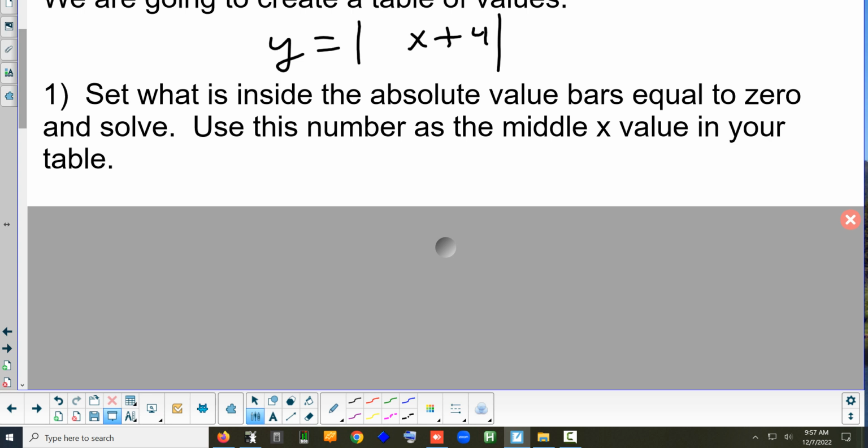The reason we're doing it this way, and I'm not just saying pick any random x values you want, is because when you graph an absolute value function, there's one thing that's very important to graph, and that's the point of the v-shape. You have to graph that point. And if you don't pick the right x values, you may not get the point on your graph. So you've got to get that vertex. And this is how you do it.